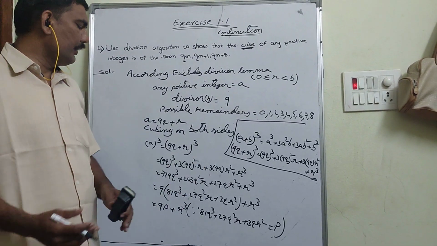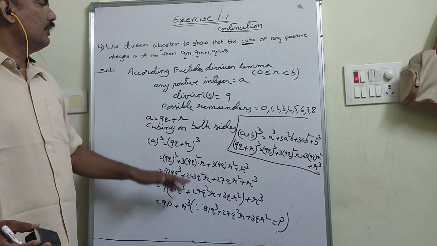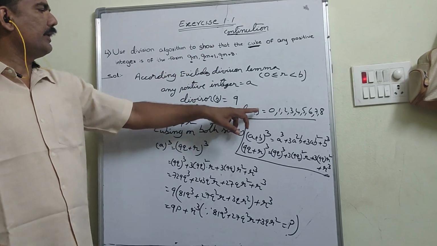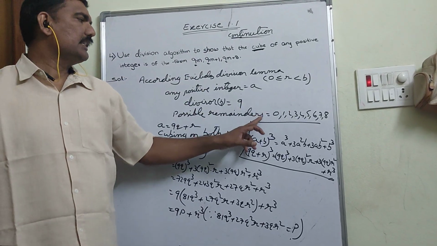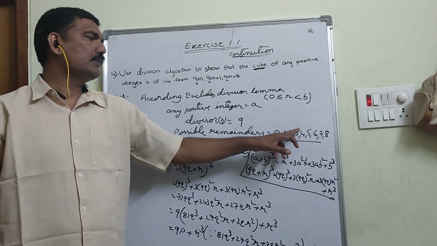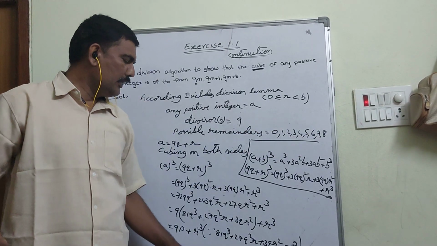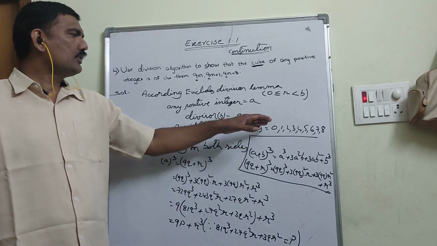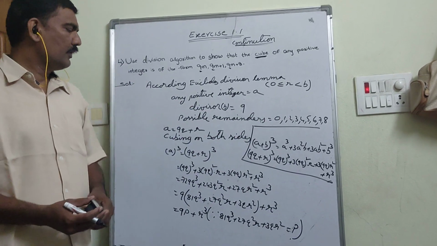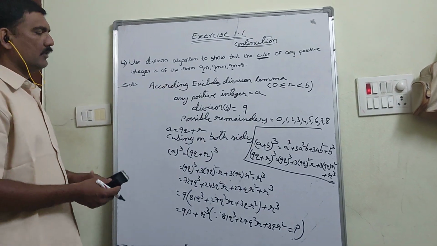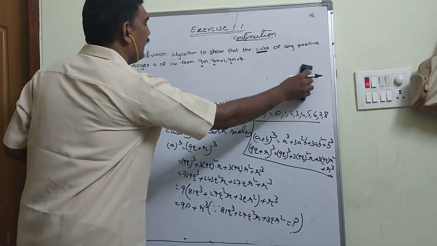Now what you have to do is, in place of r, you have to go on substituting possible remainders. Case 1, case 2, case 3, case 4, case 5, like this. In place of r, you should substitute these values. Now note it down. Now I'll continue this one.